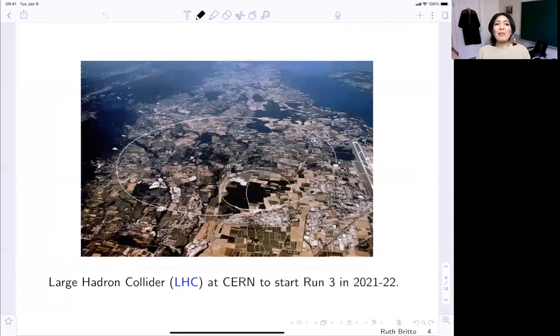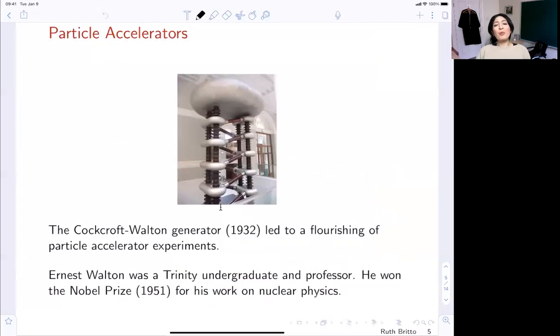The accelerator is planned to continue operating until at least 2036, and the experiments there will be studying the precise properties of that Higgs boson while continuing to search for other particles and phenomena. Now, particle accelerators in principle are possible in no small part due to the work of our own Ernest Walton, a Trinity undergraduate and professor who won the Nobel Prize in 1951 for his achievements in nuclear physics.